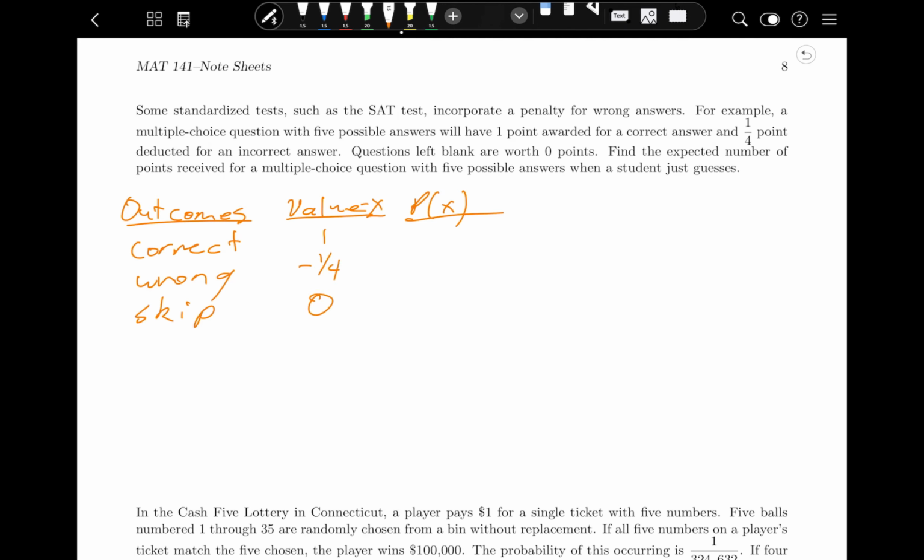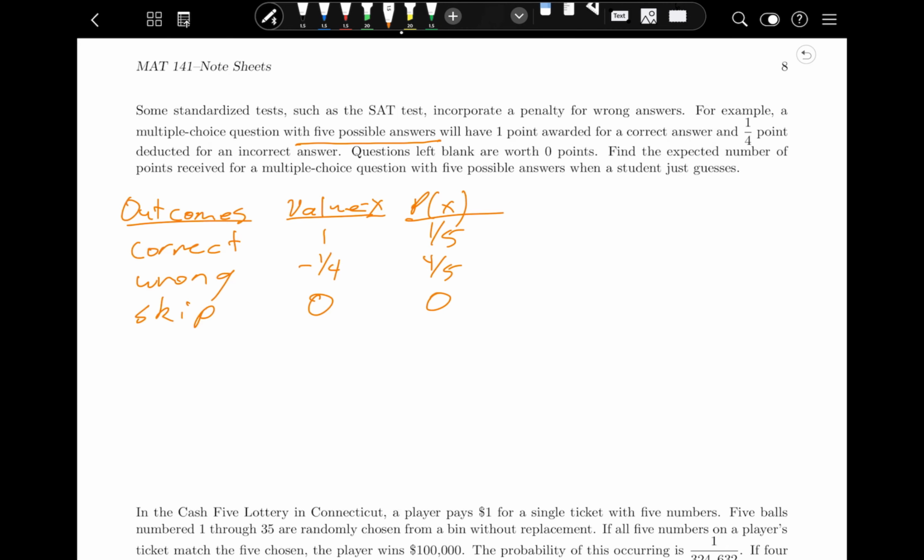So what is the probability of getting the question correct if it's a multiple choice question with 5 possible answers? Well, that would be 1 in 5. What's the probability of getting it wrong if I answer it? Well, that's 4 out of 5. And what's the probability of getting it right if I skip it? Well, that's just 0, because if you skip it, you have no chance of getting it right.